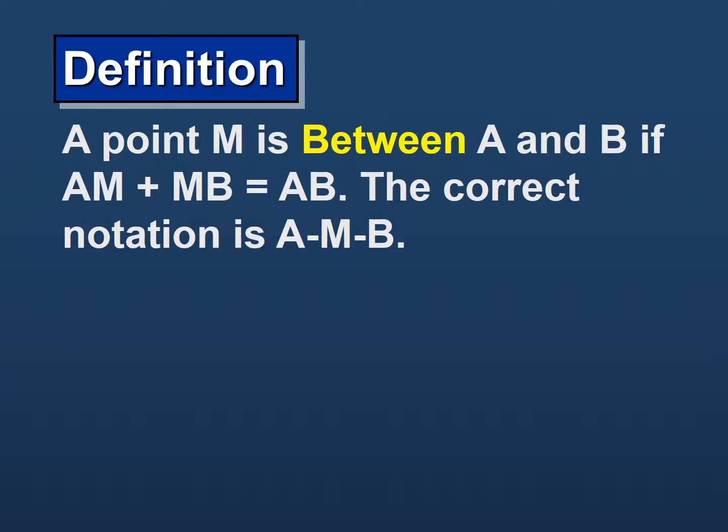So let's go ahead and review a definition. I want to review the definition of between. Remember, if we have a point M, and it's between A and B, then AM plus MB has to be AB, right? They have to add up to be the whole thing. And if we want to say that point M is between A and B, we would use this notation here with a little dash.